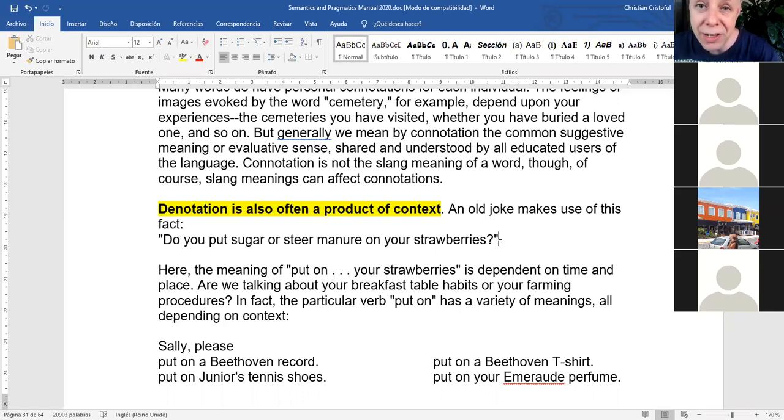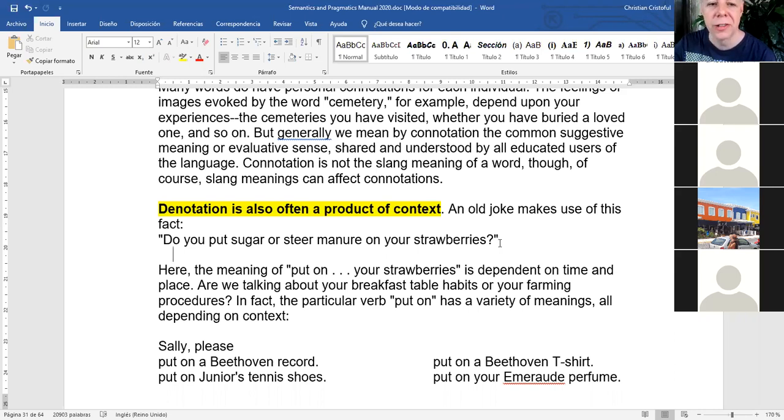So the meaning of the word strawberries changes. The first one is the fruit, cut and washed, used to eat. And the second one is a plant that gives strawberries. In this way, we can exemplify that denotation is a product of context.